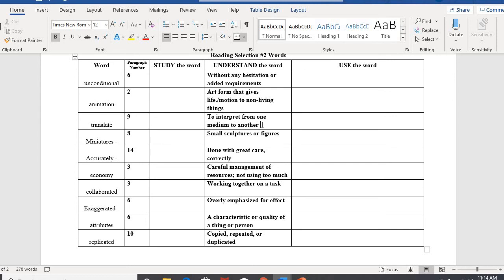Number 10, this technique has never been replicated by any other artist because it is too difficult to copy. So replicated means to copy, to reproduce, to repeat, duplicate something.